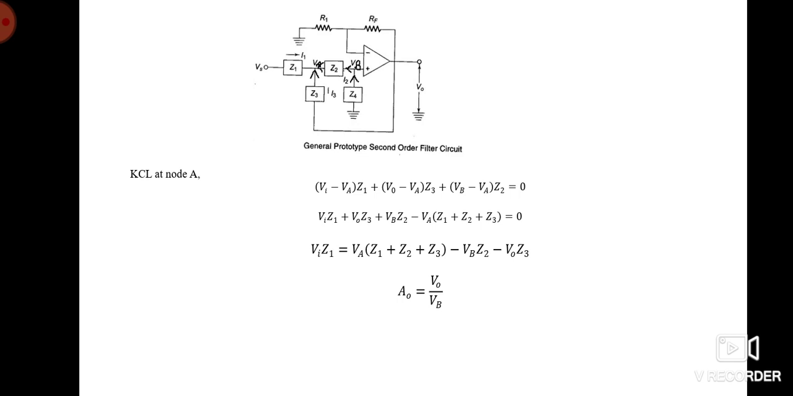Since it is a non-inverting amplifier, we know that V naught equal to A naught into VB. From this, A naught equal to V naught divided by VB, so VB equal to V naught by A naught. Therefore I am substituting the value of VB in the above equation, and marking that equation as equation 1.